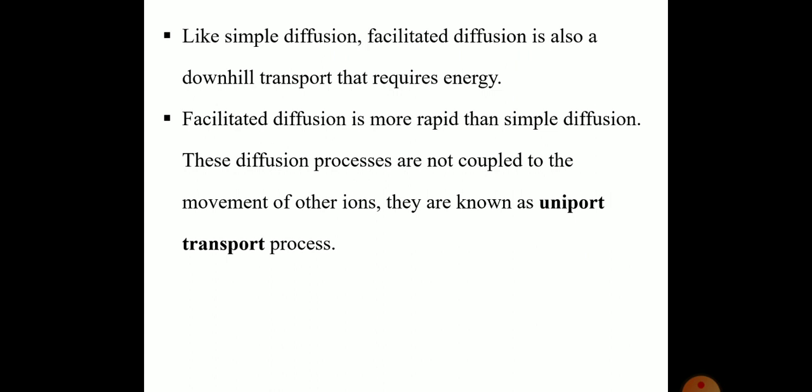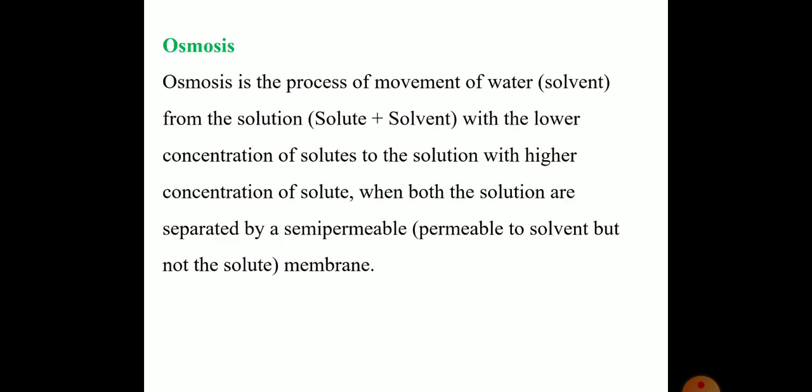Like simple diffusion, facilitated diffusion is also a downhill transport that requires energy. Facilitated diffusion is more rapid than simple diffusion. These diffusion processes are not coupled to the movement of other ions. They are known as uniport transport processes. So facilitated diffusion is also known as uniport transport process. Osmosis can be defined as a process of movement of water from a solution with the lower concentration of solutes to the solution with the higher concentration of solute when both the solutions are separated by a semi-permeable membrane.